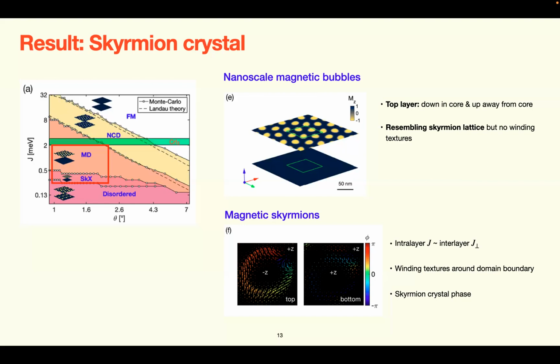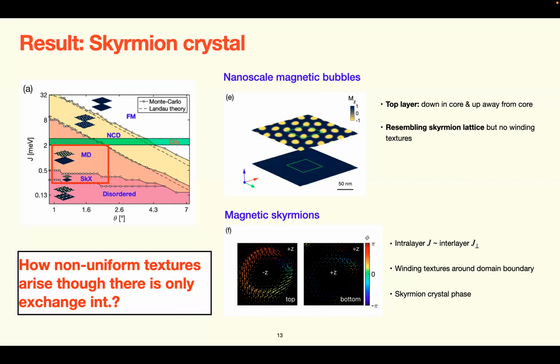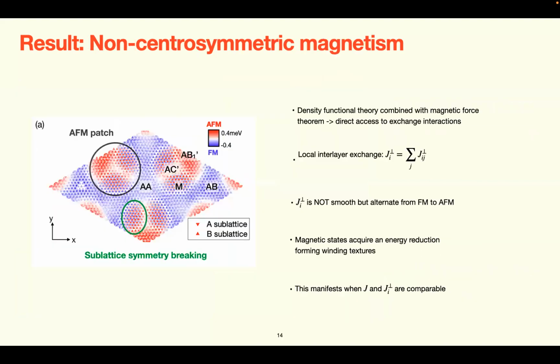One question. You can ask how such a non-uniform texture arises, even though there is only exchange interaction. We don't have any magnetic interaction such as DM interaction or magnetic dipole interaction. Actually, I got this question from Jonathan, and we don't have any definite answer yet, but our answer is this. In our ab initio calculation, we can obtain detailed information about the interlayer exchange interaction. As you can see here, the interlayer exchange interactions are not smooth across the van der Waals layers.